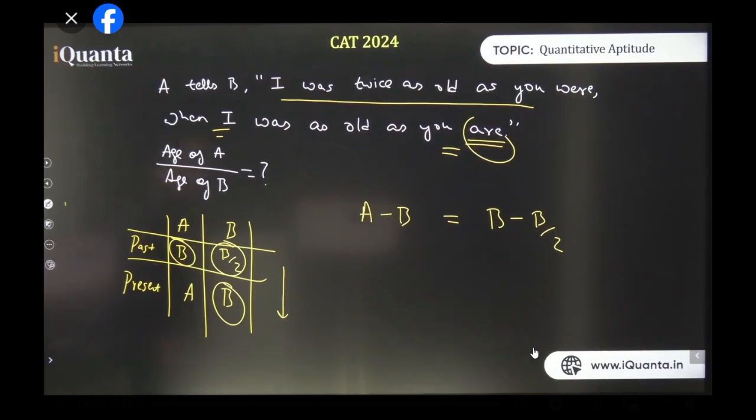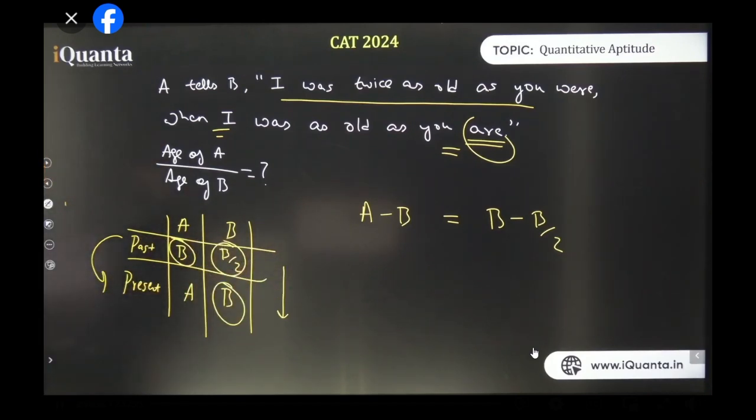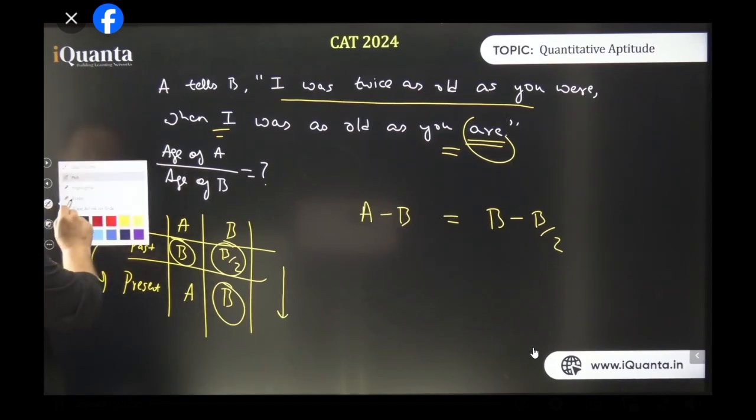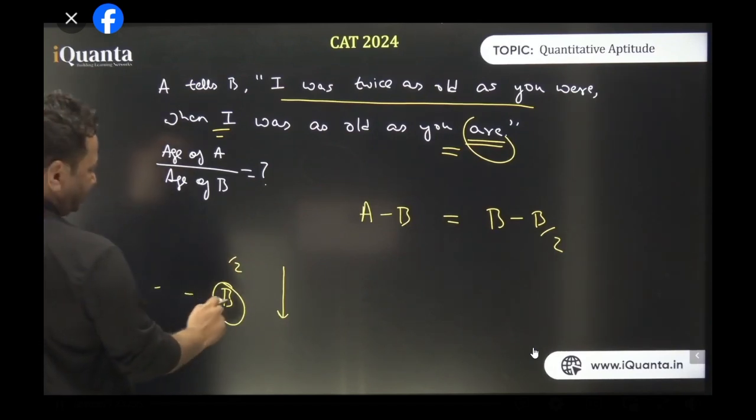Is this clear? How many years have passed from past to present? A minus B for A, B minus B by 2 for B, and you can equate them. Got it, all of you. Cool. So you were saying the question was difficult? Looks easy now?